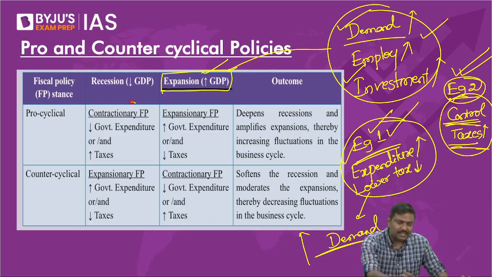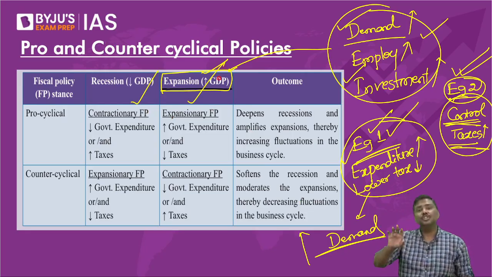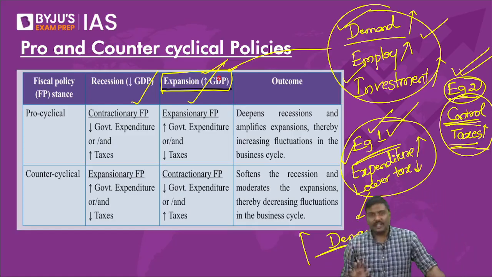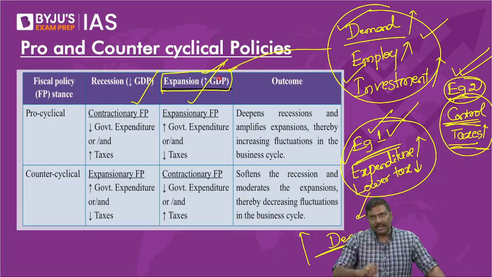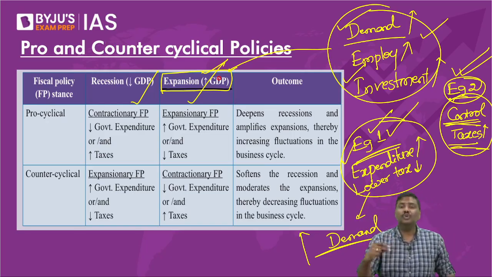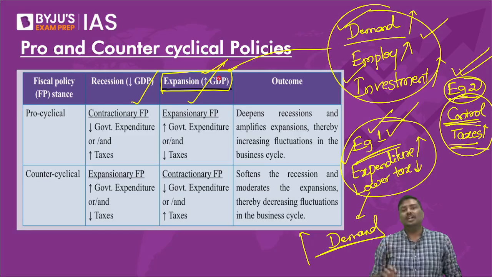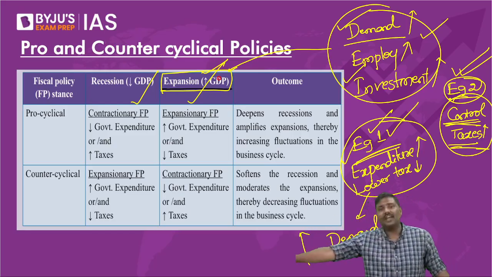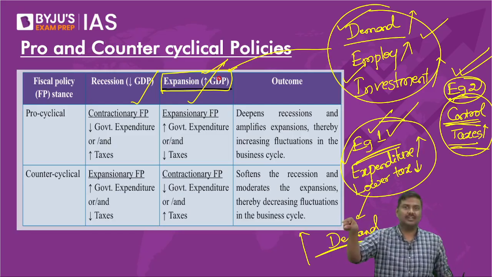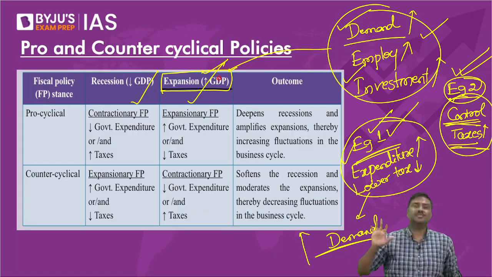I've given the examples here. Please have a look at it. And last point, government should generally have counter-cyclical policies. Is it okay? During growth, do not add to the demand. That will cause inflation. During recession, do not withhold your expenditure. That will worsen the recession. Okay, that is the basic idea of counter-cyclical and pro-cyclical.